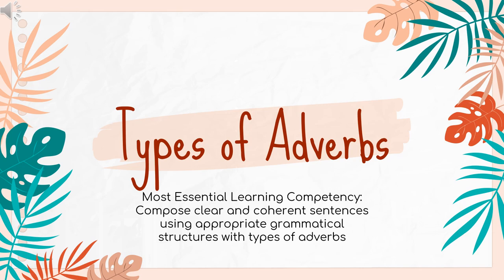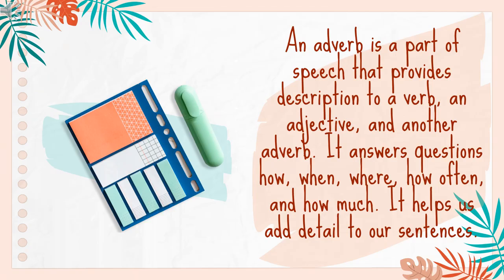For today's lesson, we are going to discuss types of adverbs. An adverb is a part of speech that provides description to a verb, an adjective, and another adverb. It answers the questions how, when, where, how often, and how much. It helps us add detail to our sentences.